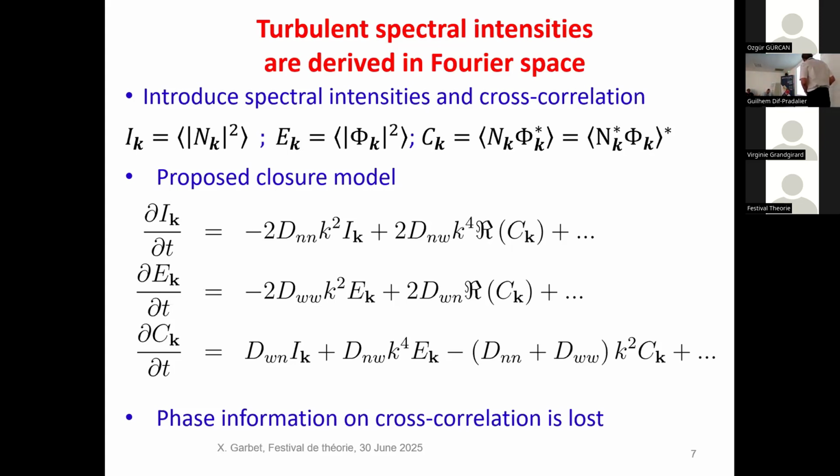So you will notice that here it's the real part of the cross correlation which matters. And that's one major drawback of this closure model, in that, in fact, if you start with a cross correlation that is purely real, it will stay there. Right? So you're losing part of the information, which is the cross phase between density and potential. And this may be a problem, of course, because it is related to transport.